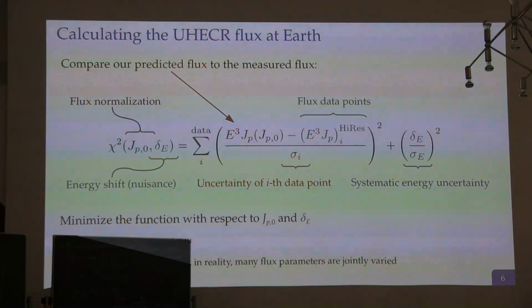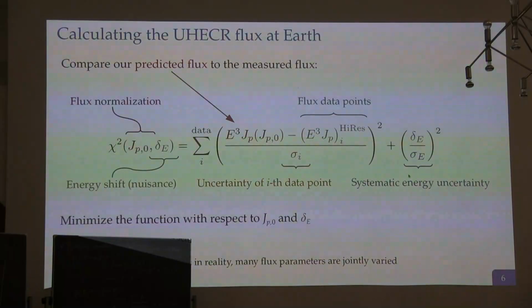And this is just a simple chi-squared fit with an extra pull term here that is representing the fact that these cosmic ray experiments don't really measure energies very well. So there's some uncertainty there. They can only measure it to within a factor of sigma E. That's what that term will do there.